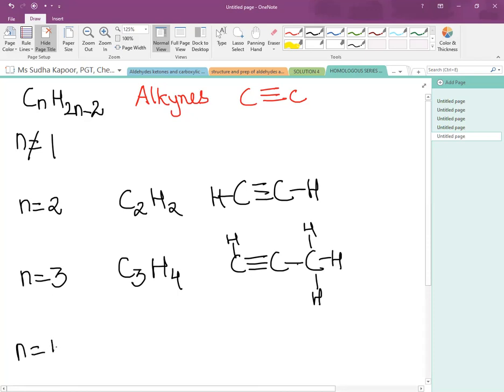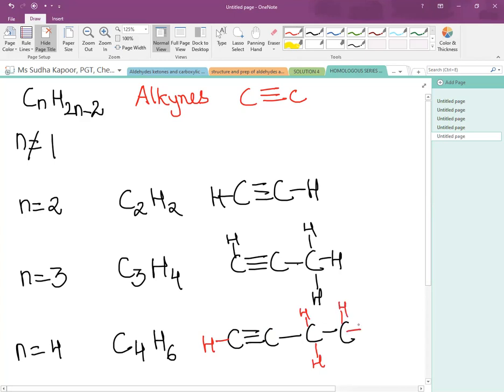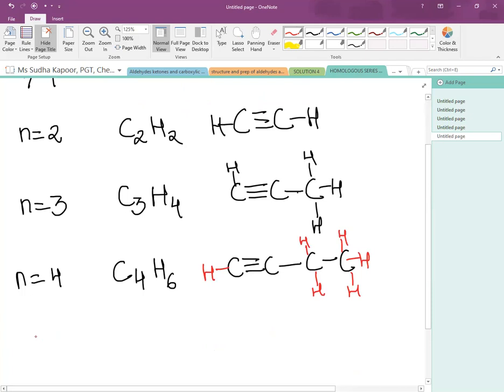If n is equal to 4, then it can be represented as C4H6. And again, as we did in case of the double bond, there are 2 possibilities to place the triple bond. If the triple bond is placed between the first and second carbon, then the number of hydrogens is 1 on one carbon. On the other carbon, there are already 4 bonds, so in this case, 2 hydrogens, and in this case, there are 3 hydrogens present. So the formula is C4H6.